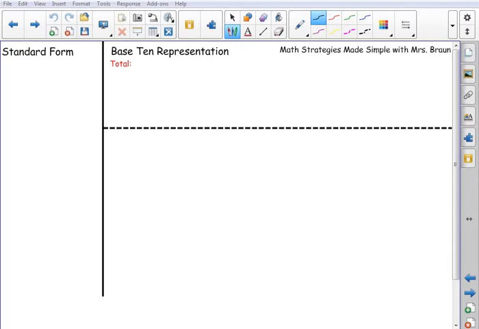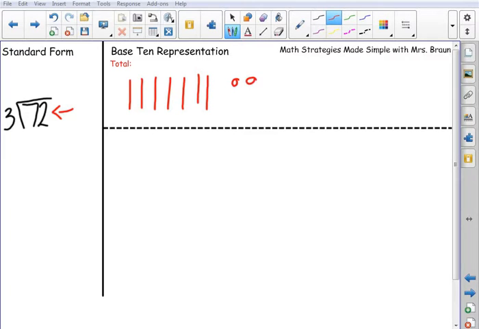So for example, if I have the problem 72 divided by 3, first of all, I'm going to start by showing my dividend, which is the number 72, using base 10 representation. So I can see that I have 2 ones and 7 tens. So I'm going to draw my 7 tens and my 2 ones, and I'm dividing that, or breaking that number, into 3 equal groups.